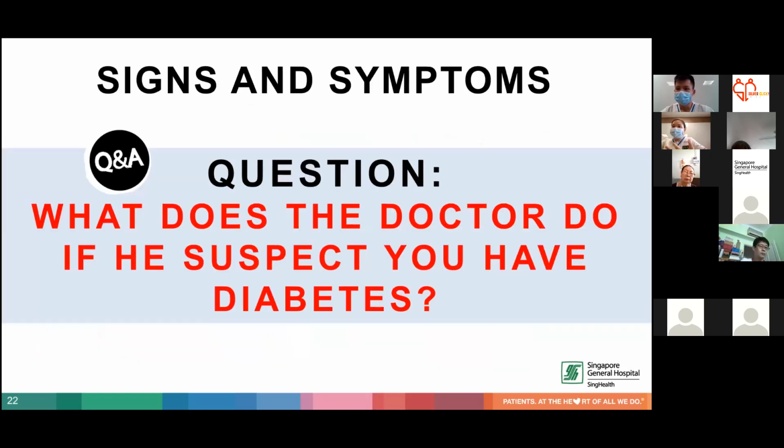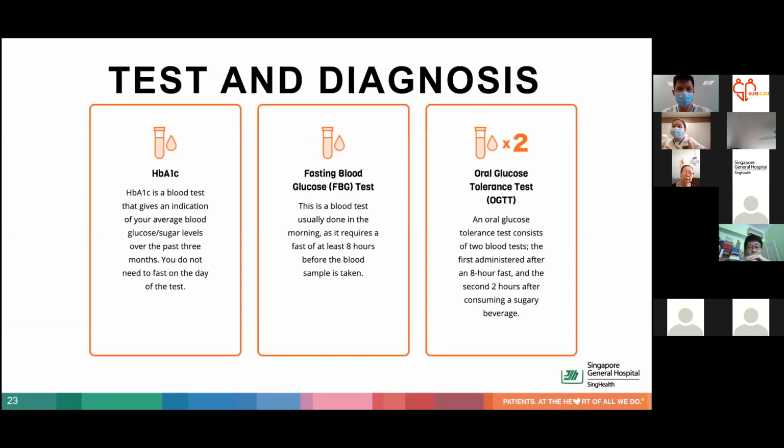So the main question comes about, so what does the doctor say or do if he suspects you having diabetes? So this is part of the screening tool that I'll be sharing with you in more depth detail. So these are the main tests and diagnoses that they will normally do in screening of diabetes. First and foremost will be the HbA1c blood test.